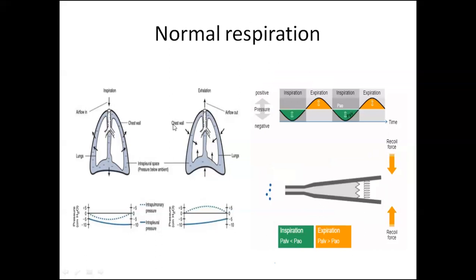So we'll move on to what is going to happen in normal respiration. You can see here, during normal inspiration in a spontaneously breathing patient, I'm not talking about mechanically ventilated, what will happen to your pleural pressure during inspiration? Negative. Everyone agree with this?